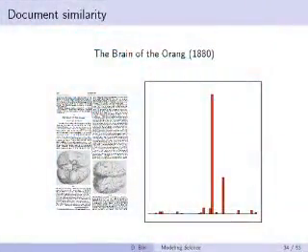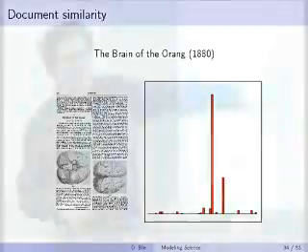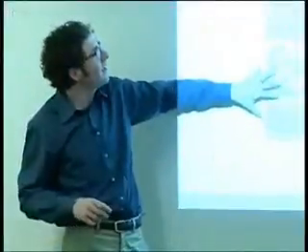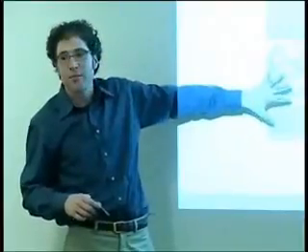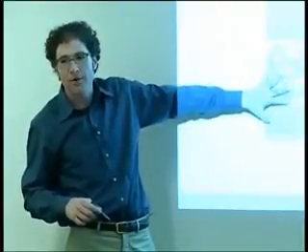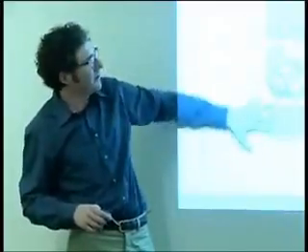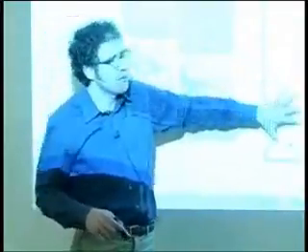Here's an example. This article is called The Brain of the Orang. It's from 1880, and basically it's about a guy who found an orang, bumped it on the head, opened its head, and drew what he saw. You can see that here. You don't need to read it. This is the expected posterior topic proportions, using the topics of 1880, that combined to form this document.